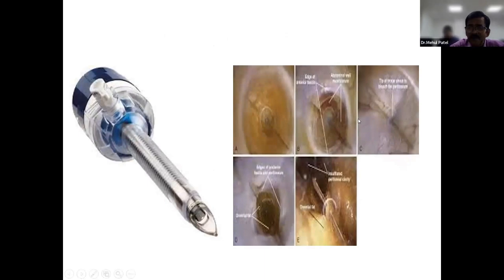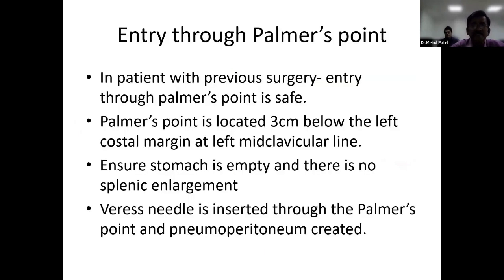And as you go by twisting movement, you can see the different layers, and then you find that it is penetrating the peritoneal cavity. So that is how an optiview trocar helps you in creating a safe pneumoperitoneum.